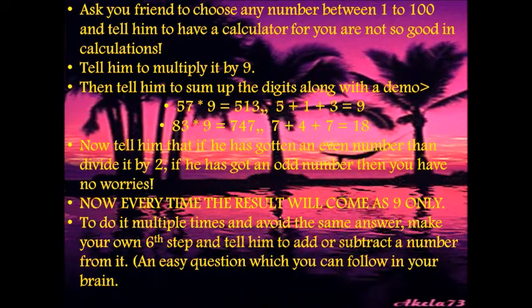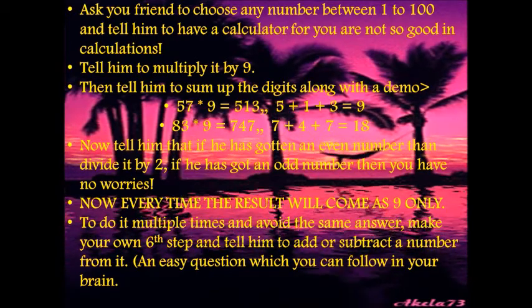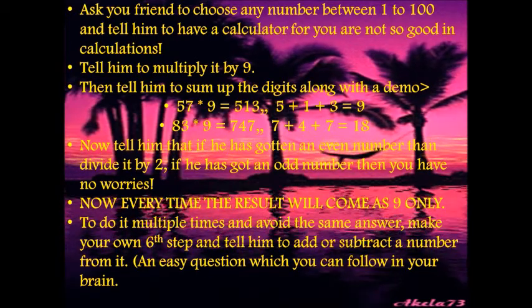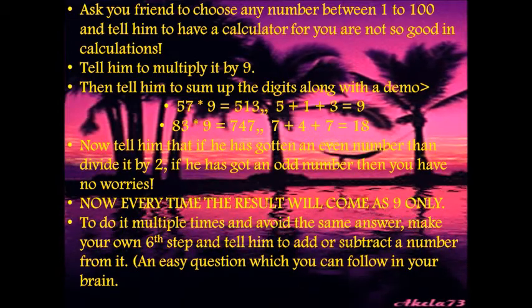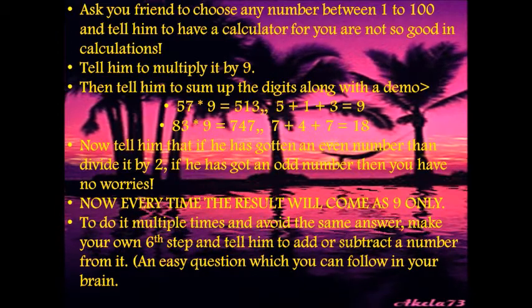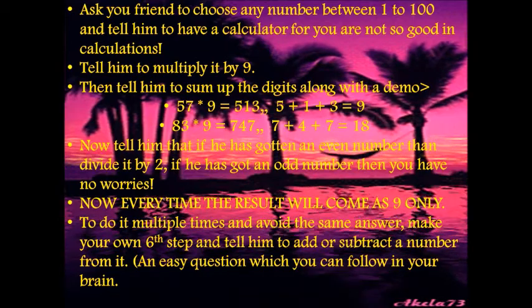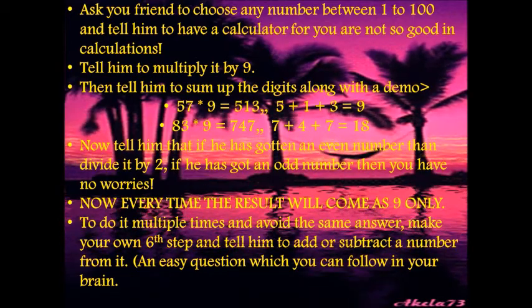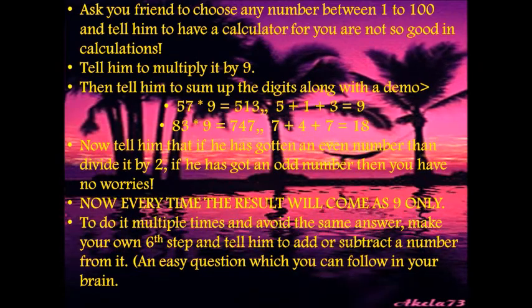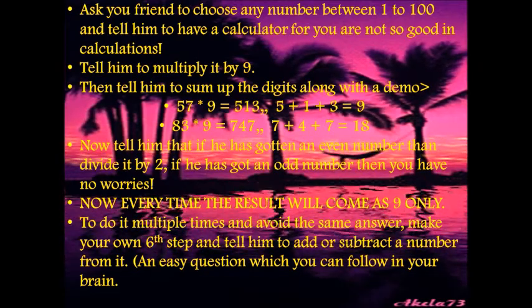Now tell him that if he has gotten an even number, then divide it by 2 until it becomes an odd number. If he has got an odd number, then you have no worries. Actually, this trick can work with an infinite number of numbers. Like I've said, choose a number between 1 to 100. Your friend can choose a number between 1 to 200, 1 to 1000, 1 to 1 lakh, etc.